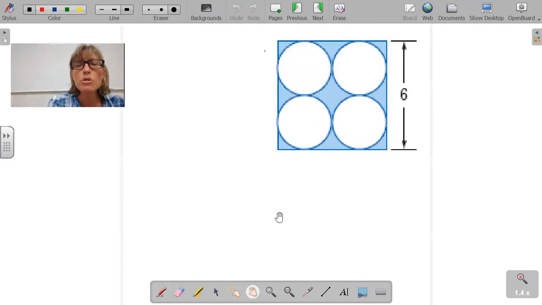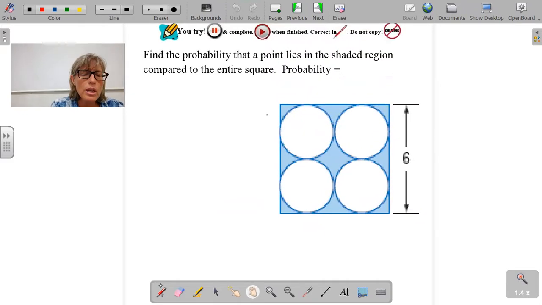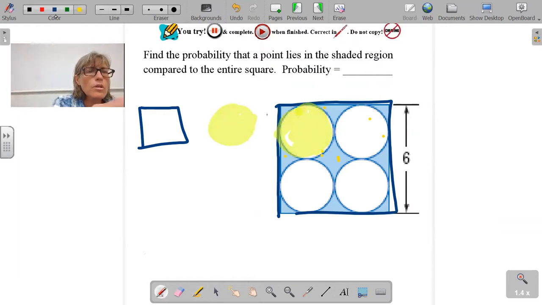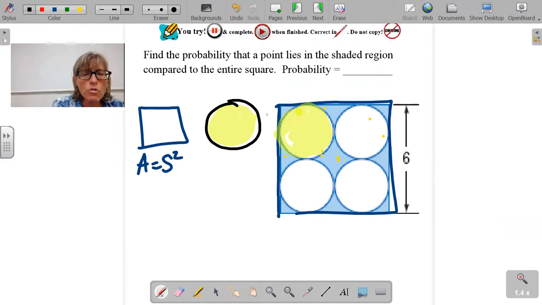Okay, let's see how you did here. This was easier. It said find the probability that a point lies in the shaded region compared to the entire circle. So to get the shaded region, you should have done, I'm going to make an icon equation here, basically a square minus, take away 4 of these circles. So area of a square, you should have done side squared. Area of each of those circles is pi r squared, and then you had 4 of them.